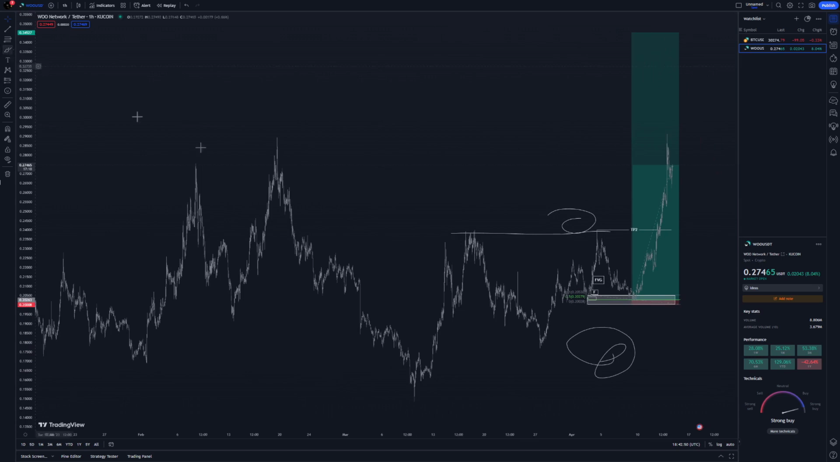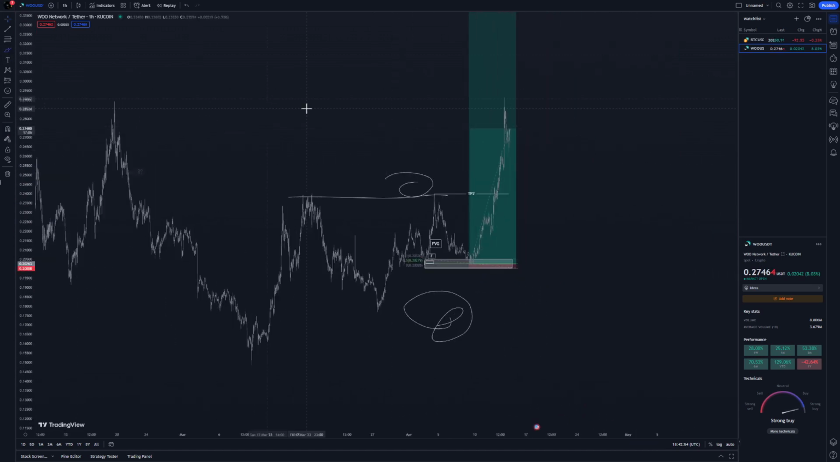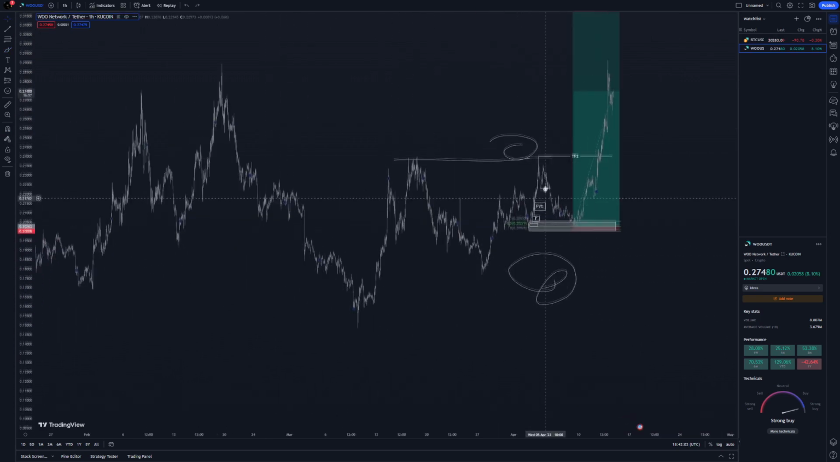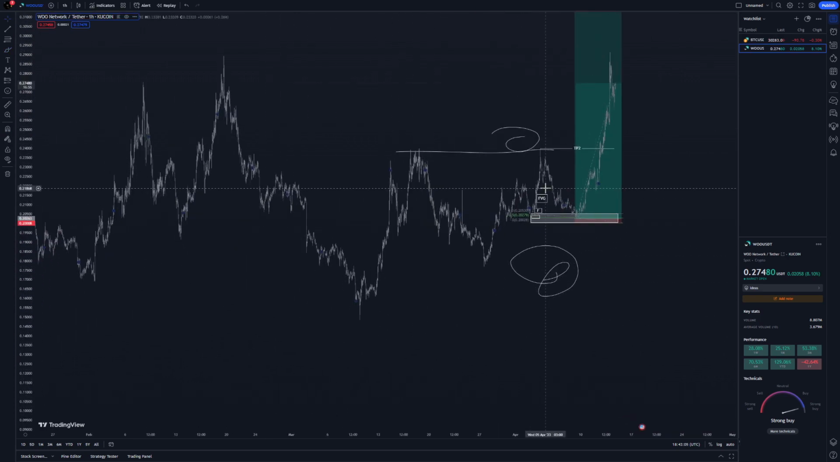Right now, we pushed up and we grabbed liquidity that's here. Liquidity wise, we can say that price is going down here, but price might just continue going up. Who knows? It might never come back down to take this. My point is, it doesn't always happen.